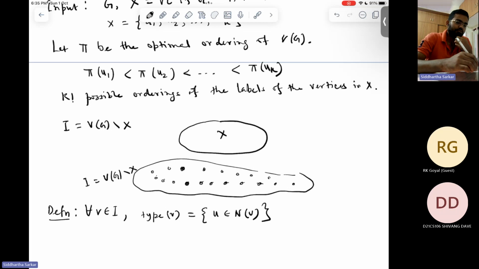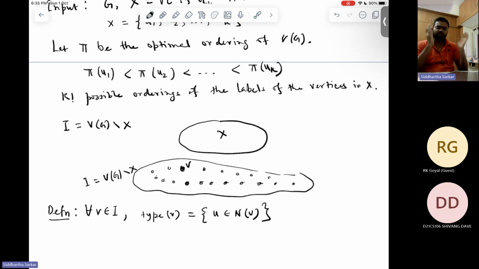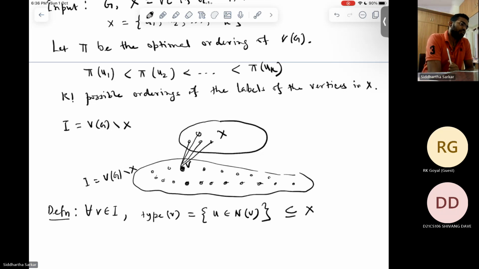So consider a vertex V, any vertex taken from I. It is connected to, let us say, multiple vertices in X. X has so many vertices, and out of those, some are neighbors of V. This set of vertices in X which are neighbors of V is called the type of V. So basically, it is a subset of X. Maybe all the vertices in X are in the neighborhood of V, but this is the definition. So you understand what the type of a vertex is.